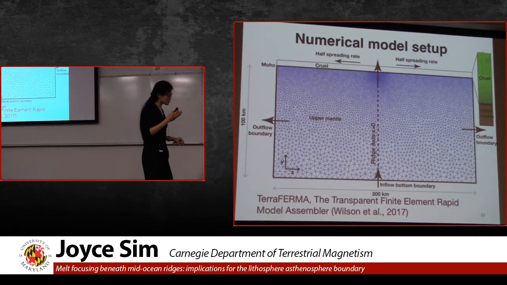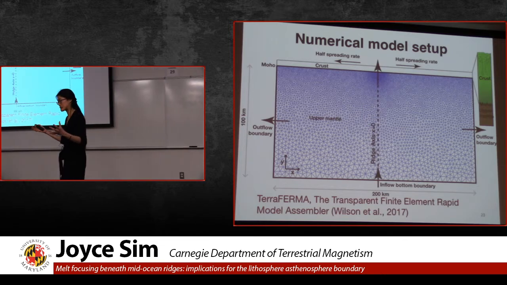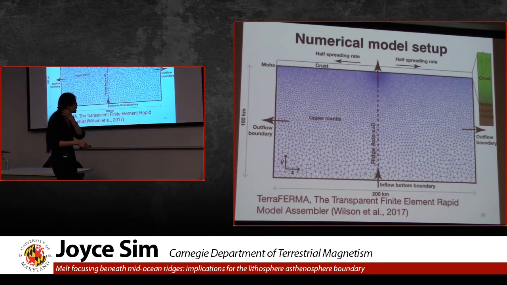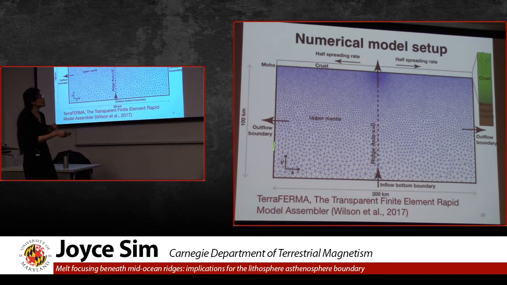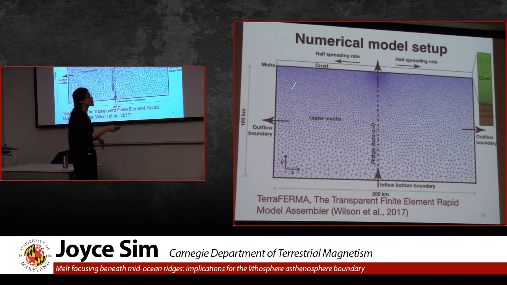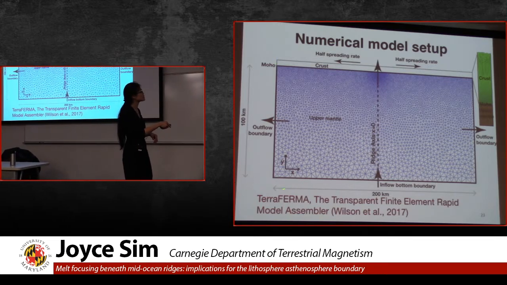So I'm going to roughly go through the modeling details, but if you have any questions, please feel free to ask. I'm going to be showing you the models that I've been doing. They are a rectangular domain where the ridge axis is on the center line, and the top of it is the Moho, so it's below the crust. I'm only modeling all the ductile material. And this box is 100 kilometers deep and 200 kilometers wide.